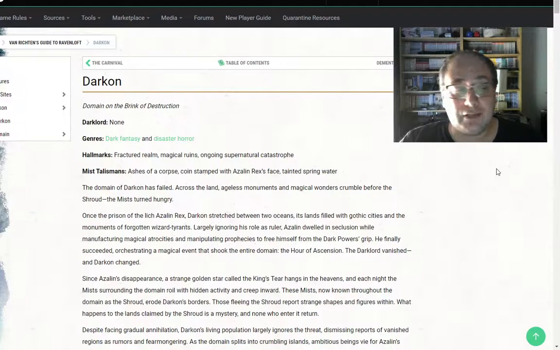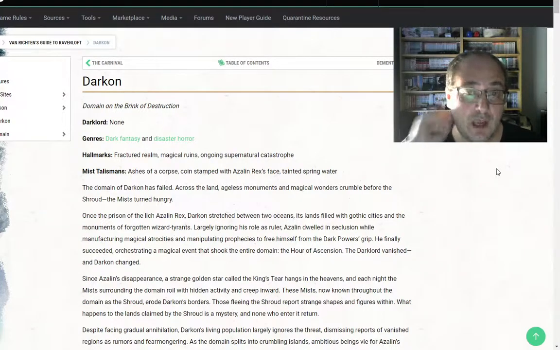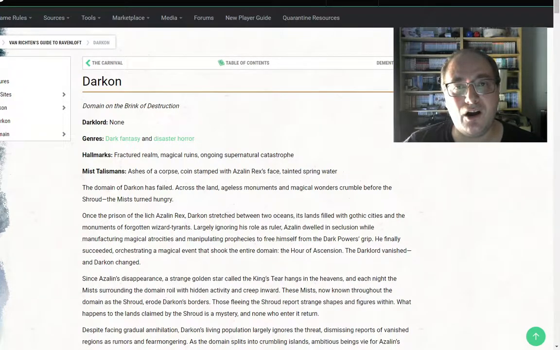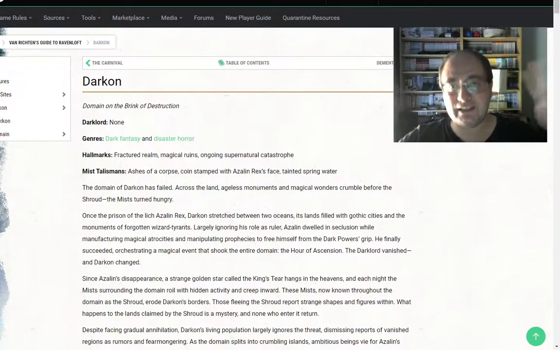is not really actually about Count Strahd von Zarovich. If you look at the amount of the various Ravenloft fiction books, a lot of it was really about Azalin Rex and his desire to bring his son back to life, to escape the domain of dread, and to literally defeat death itself. And it was fantastic. I'm not going to say that those books were really good, but they were a lot of fun, and the plot is actually really good.